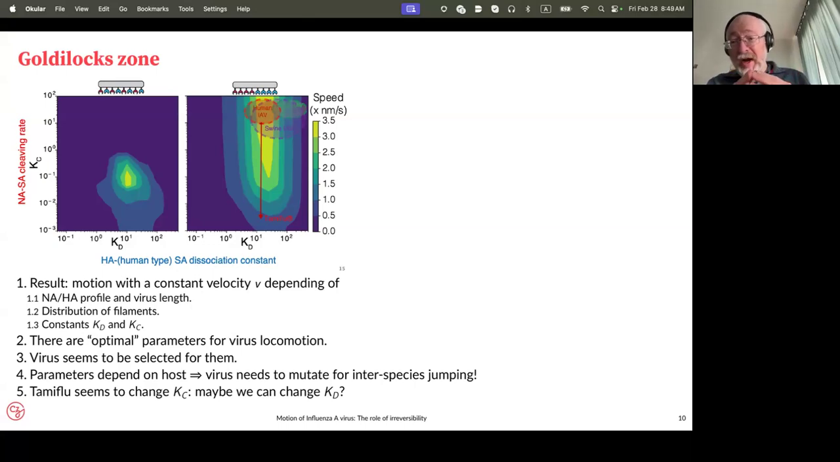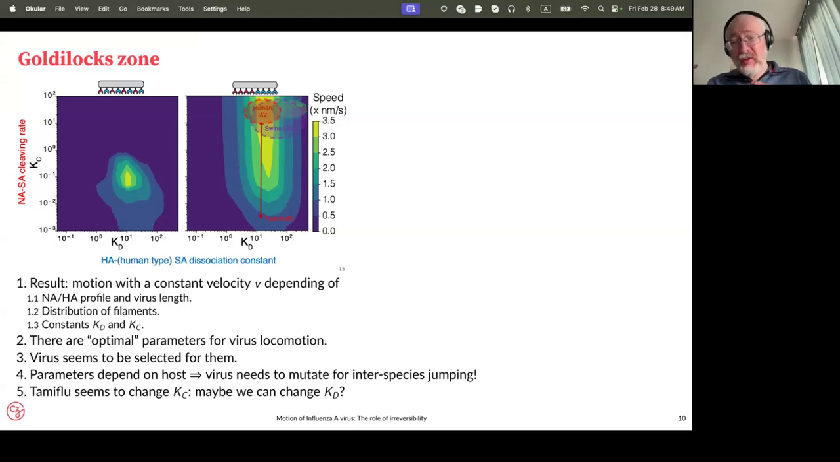But we also understood why Tamiflu works not very efficiently, because basically you try to move in this direction. And you see that for an asymmetric virus, changing of Kc, changing of the binding constant, is not very critical. It looks like changing of the binding constant would be more critical for the virus.